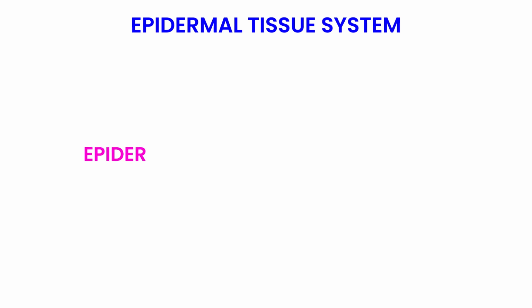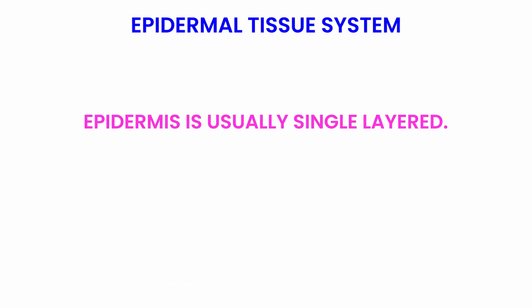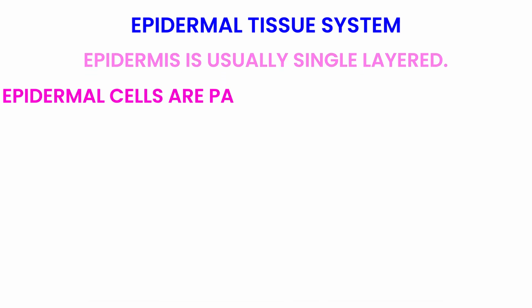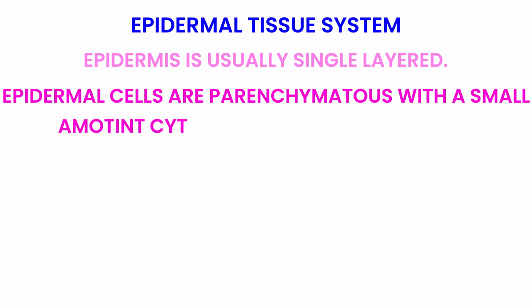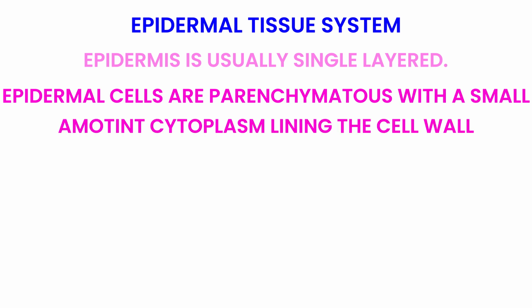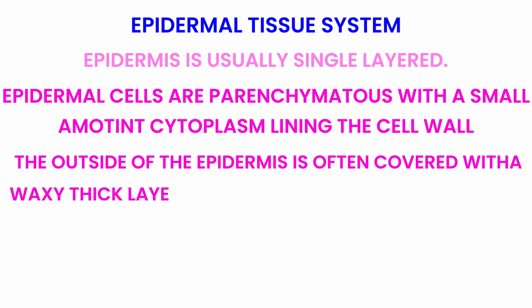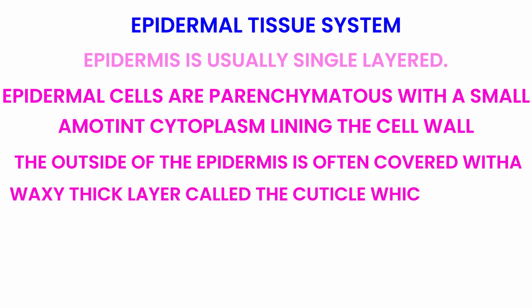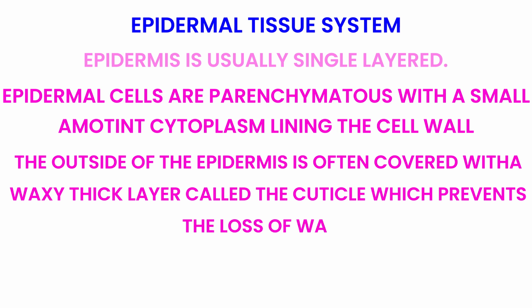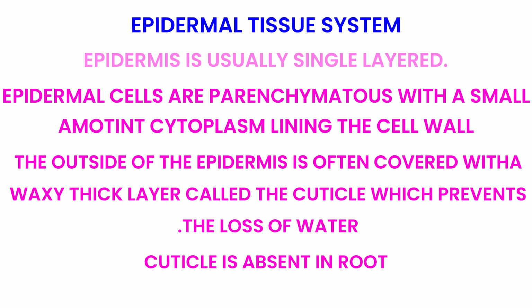So you have to remember that epidermis is usually single layered. The cells are parenchymatous with a small amount of cytoplasm lining the cell wall. Remember, the cytoplasm lines the cell wall and they have a large vacuole. The outside of this epidermis is covered by a waxy thick layer called cuticle. This cuticle, we know, prevents the loss of water. The point to remember is the cuticle is absent in roots.